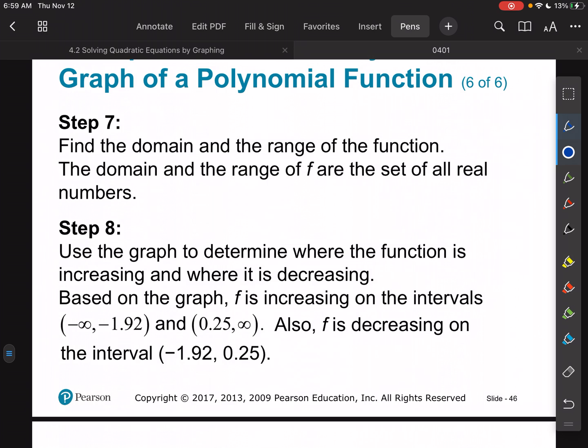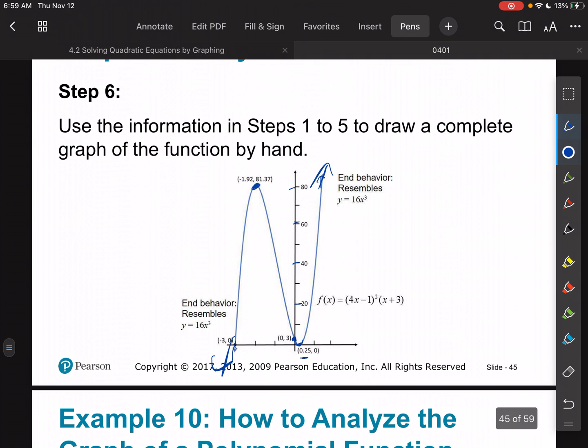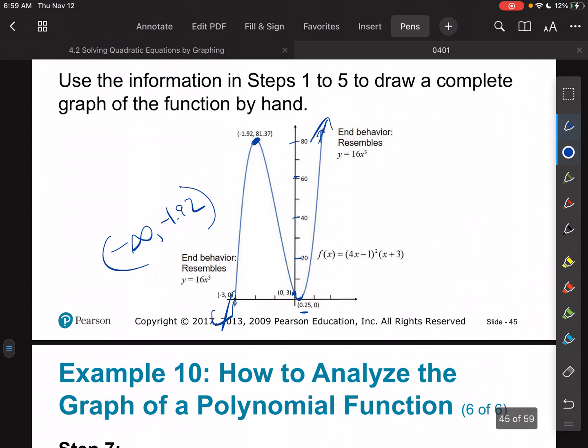And then step 8 says use the graph to determine where the function is increasing and where it is decreasing. Oh, okay, that's interesting. So it's increasing from negative infinity all the way up to this turning point, so negative infinity to negative 1.92. I don't think they include the turning point in interval notation yet.